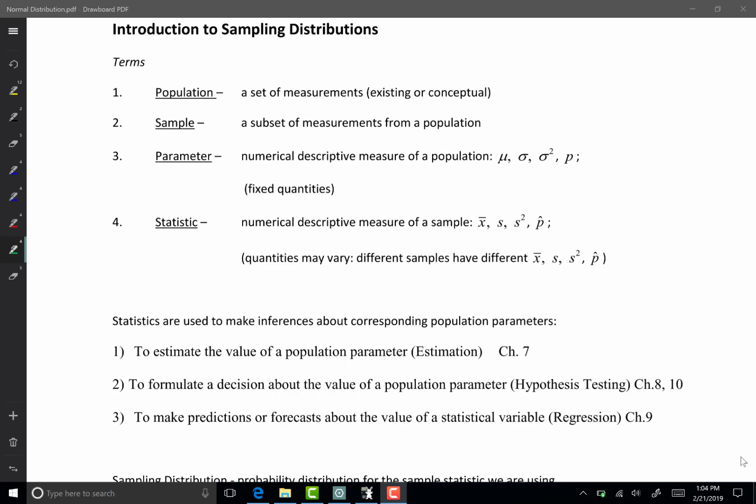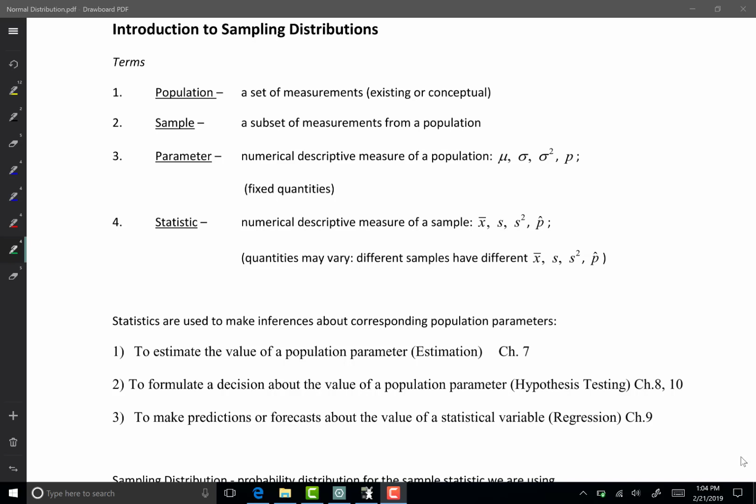Now we can also have a statistic, which is a numerical descriptive measure of a sample: X bar being a sample mean, S, the sample standard deviation, S squared, the sample variance, or P hat, the sample proportion. Of course, these quantities may vary because we could have different samples giving us different values for these.